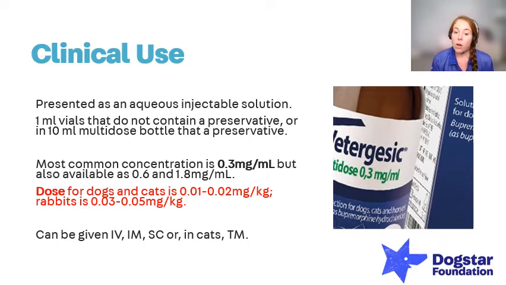A little note on concentration. So the most common concentration is 0.3 milligrams per ml, but please be aware that other concentrations do exist, so check this before use. The dose for dogs and cats is 0.01 to 0.02 milligrams per kilogram, and this can go a little bit higher for rabbits, up to 0.05 milligrams per kilogram. Always consult a drug formulary for doses for other species. The beauty of buprenorphine is that it can be given in many different ways. So intravenously, intramuscularly, subcutaneously, and in cats, transmucosally.